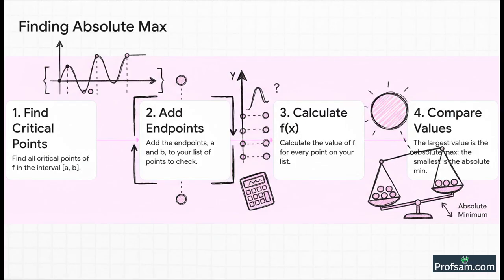Ready? Step 1, find all the critical points inside your interval. Step 2, and this is the part everyone forgets, add the endpoints of the interval, A and B, to your list of candidates. Why? Because the highest or lowest point could be right at the very beginning or the very end. Step 3, take all these points, the critical points and the endpoints, and calculate the function's value for each one. And finally, step 4, just compare all the values. The biggest one is your absolute maximum, and the smallest one, that's your absolute minimum.